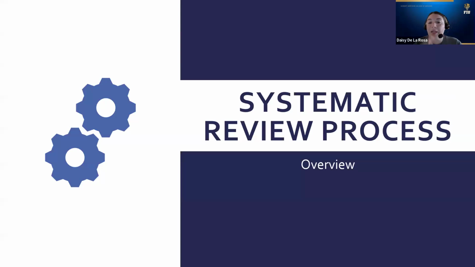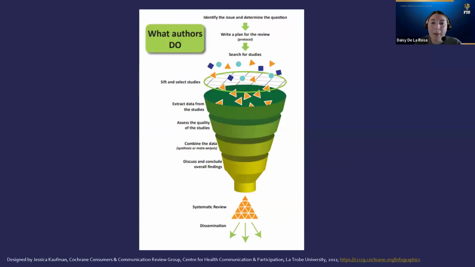Okay, so now we're going to move into the systematic review process, right, and go through each step. This is what it looks like visually, where you're identifying the issue and determining the question, writing the plan for the review, the protocol, you search for the studies, you sift and select the studies based on your criteria, extract the data, assess the quality of those studies, combine the data, whether it's a narrative synthesis, and if you can, a meta-analysis, and then you're concluding those findings.